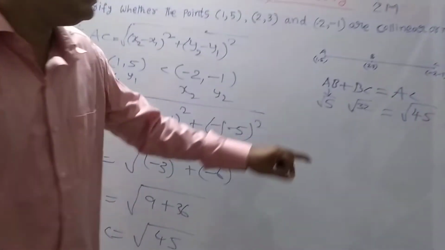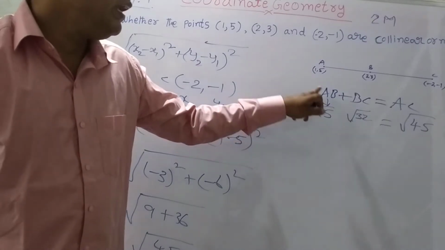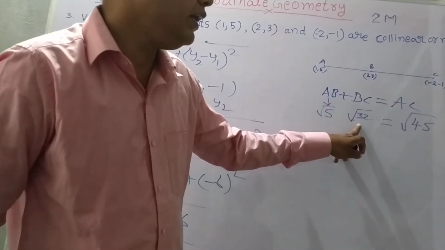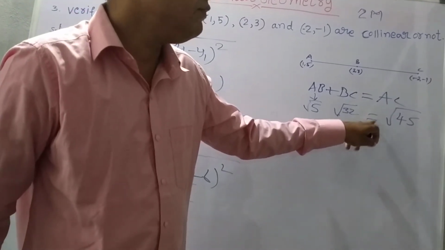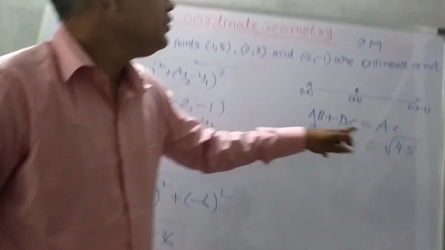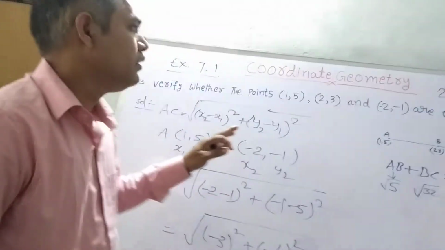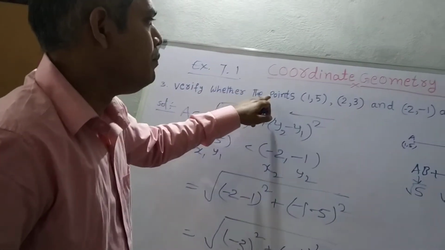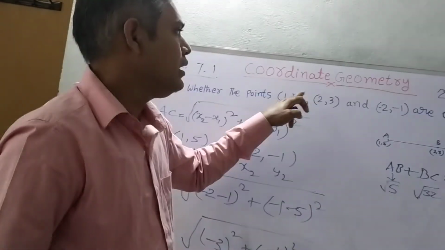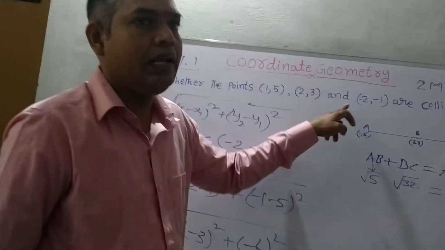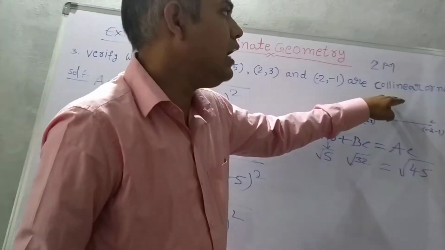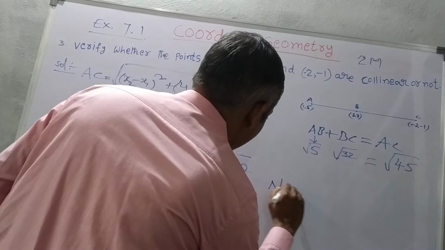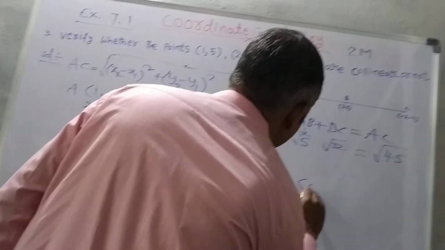But the condition is not satisfied. AB is root 5 and BC is root 32. Their total is not equal to the AC value, which is root 45. The condition is not satisfied. That's why we say that the given points 1 comma 5, 2 comma 3 and minus 2 comma minus 1 are not collinear.